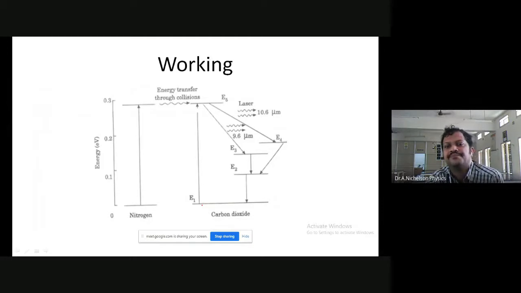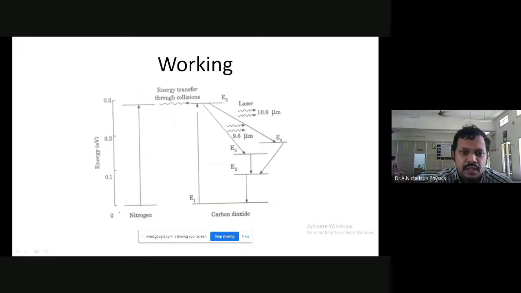Now the working. At first, when you switch on the power supply, the highly accelerated electrons will collide with the nitrogen. Now what happened? The nitrogen moved towards a higher energy state. That means nitrogen gets excited. Now this excited nitrogen collides with the carbon dioxide molecule. Now the carbon dioxide molecule moves towards the excited state. So that is the inelastic atom-atom collision.